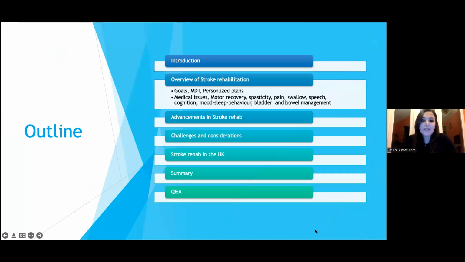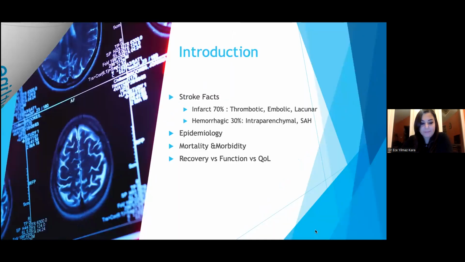What I'm going to try to do today is give you a very brief introduction, then we'll have an overview of stroke rehab, including goals, MDT approach, and personalized plans. We're going to touch base on medical issues, motor recovery, spasticity, pain, swallow and speech, cognition, mood, sleep, behavior, and all the aspects that we go through in the rehab process. Very briefly, advancements in stroke rehab, and we'll talk about challenges. I'll touch base on the structure of stroke rehab in the UK, and we're going to finish with the summary and questions if you have any.